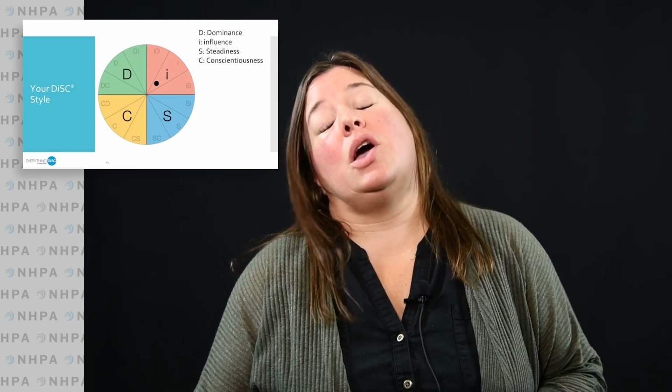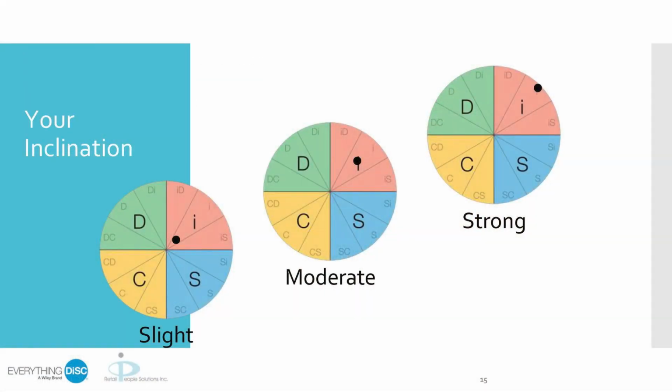There's one other thing to note about the dot that you'll notice here, and that's what we call your inclination. If you look at the DiSC map for several different people, you'll notice that not everyone's dot is placed at the same distance from the center. So for example, on the left-hand side, you'll see that someone has a slight inclination. That means their dot is very close to the center, whereas all the way in the upper right, you'll see that someone has a strong inclination where their dot is almost outside of the circle.